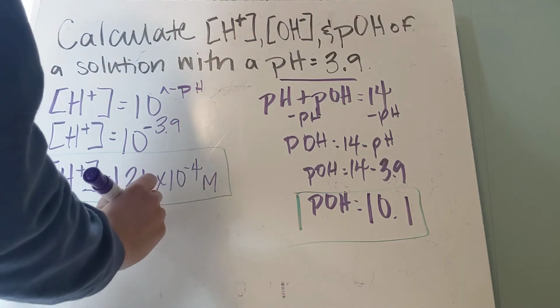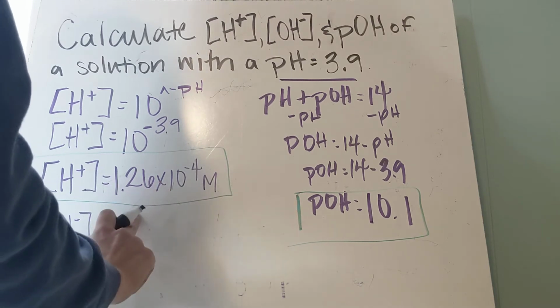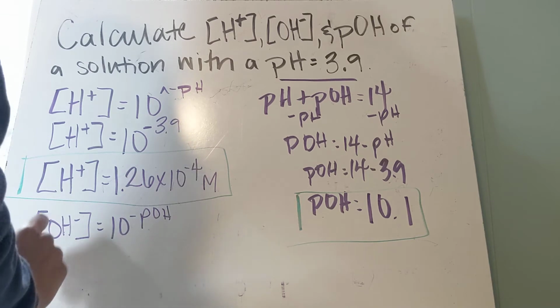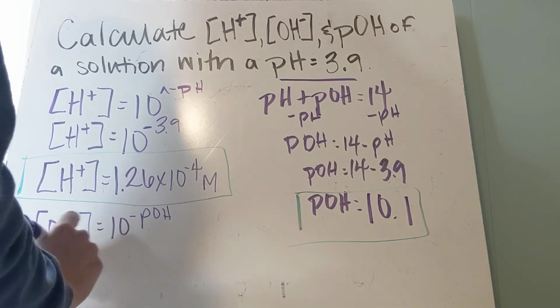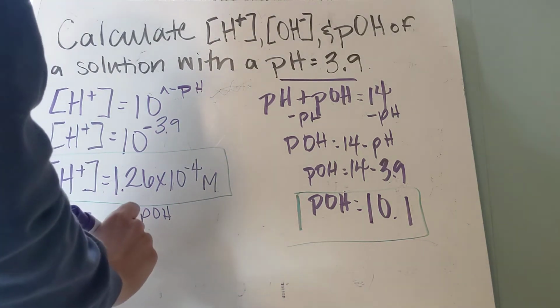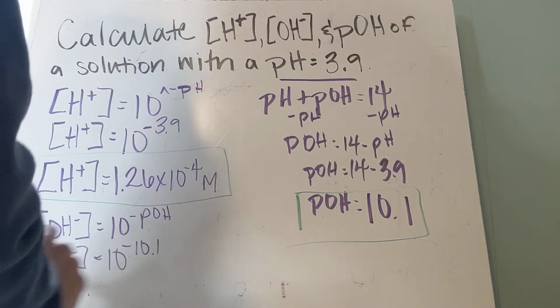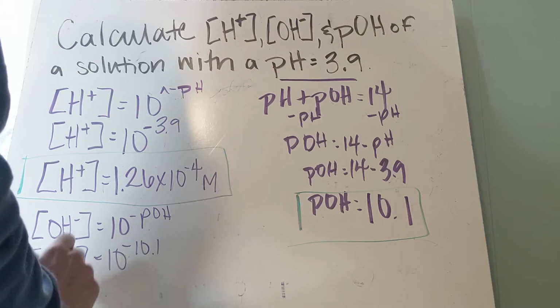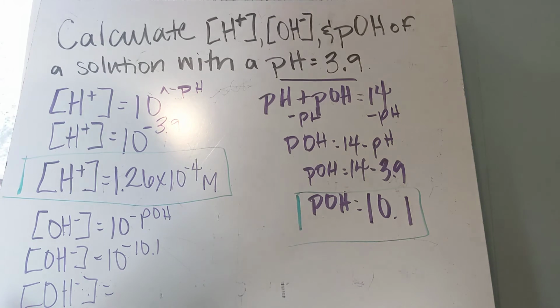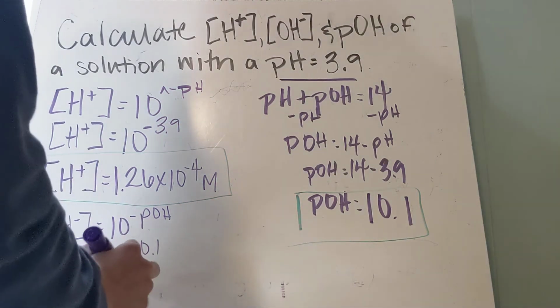I'm going to use the formula 10 to the power negative pOH. I don't need to put that caret there. So 10 to the negative 10.1. So my OH minus concentration is going to be equal to 10 to the negative 10.1, which equals 7.94 times 10 to the negative 11th.